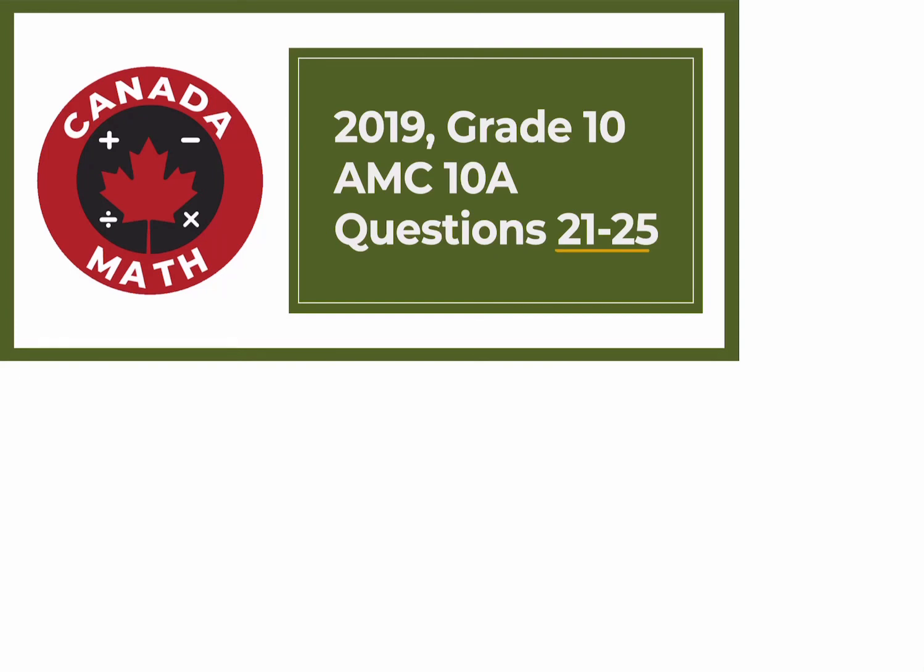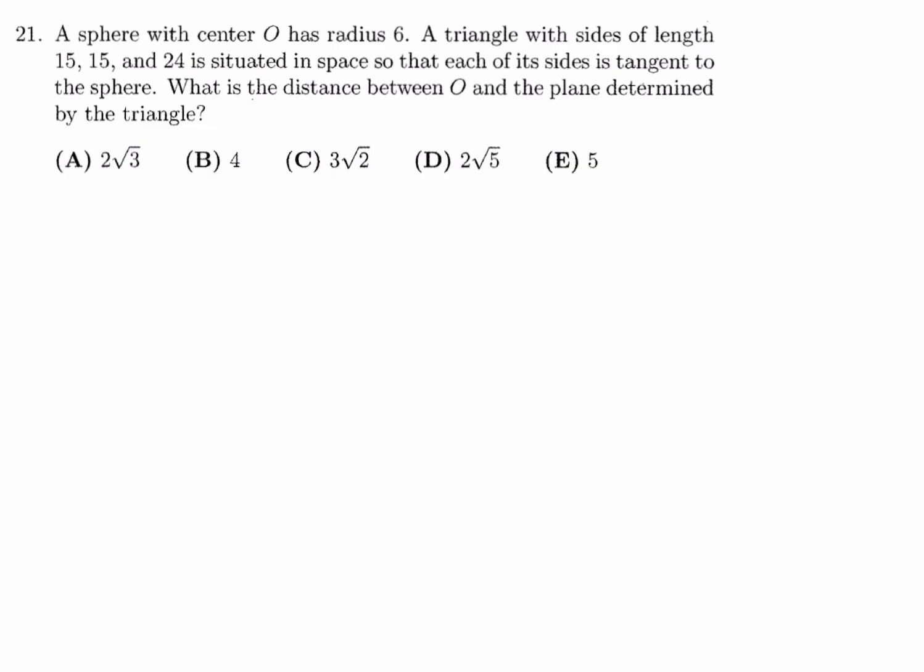Questions 21 through 25 on the 2019 Grade 10 AMC 10A. A sphere with center O has radius 6. A triangle with sides of length 15, 15, and 24 is situated in space so that each of its sides is tangent to the sphere. What is the distance between O and the plane determined by the triangle?